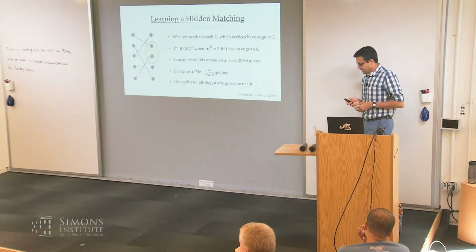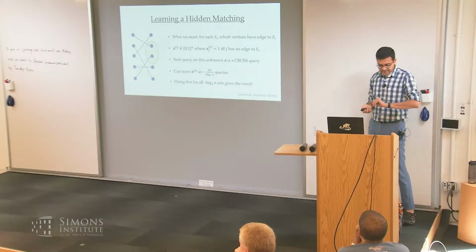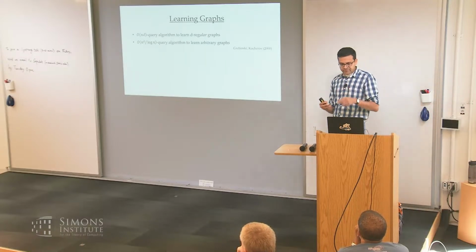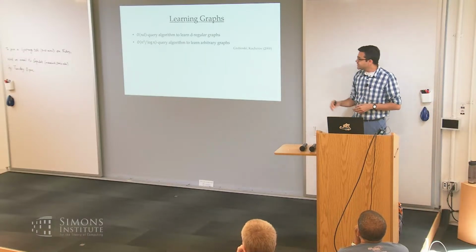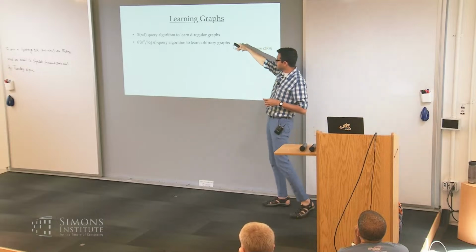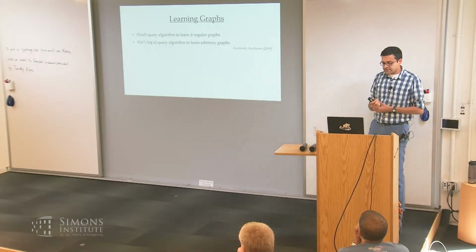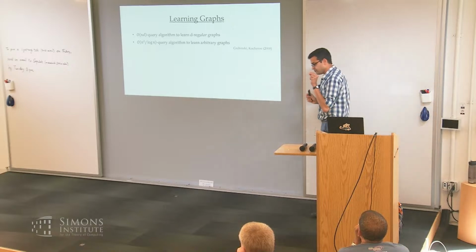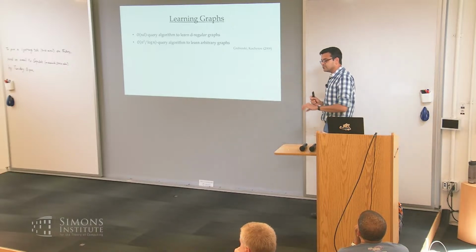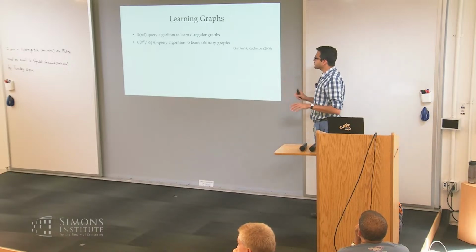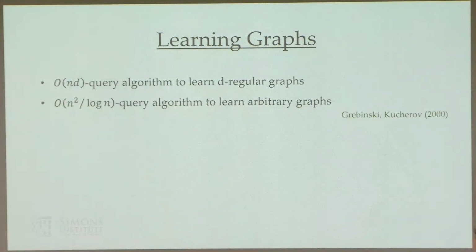Good. Okay. So this was the beginning of this graph learning. In Grebinski-Kucherov's paper, they generalize this to learn d-regular graphs in n^d time, where d was a constant. And then of course, if you just focus on one vertex and use the coin weighing for its neighborhood, you can learn all these graphs in n^2 log n time. So these are unweighted graphs.